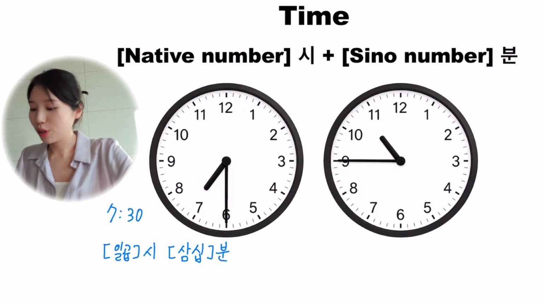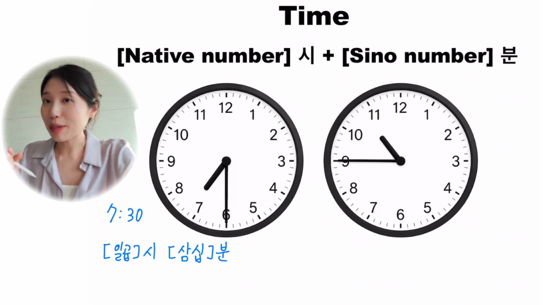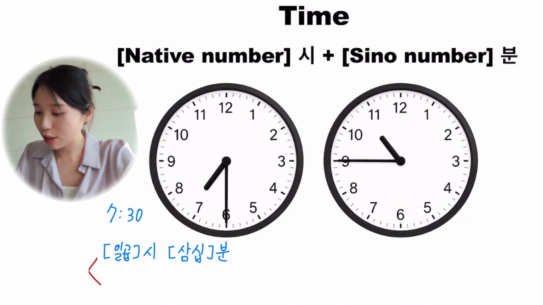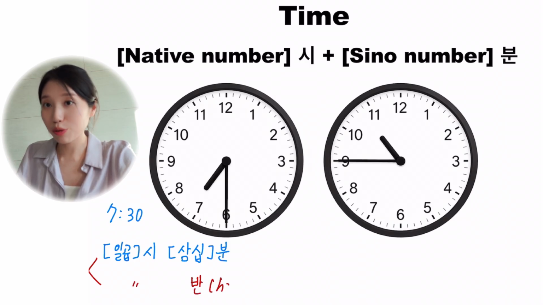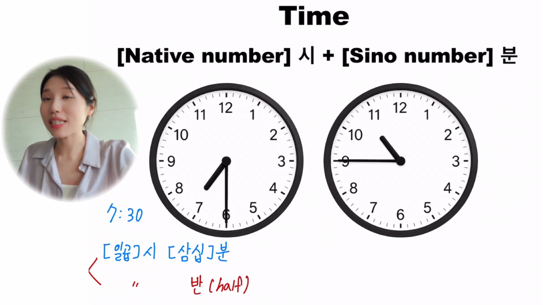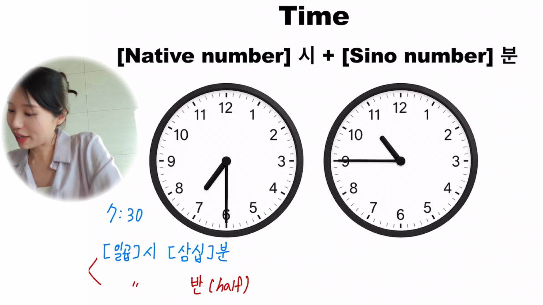7시 30분, or like 7:30. Like "half" in English, we can also say 7시 반. It means half. So you can say 7시 30분 or 7시 반. It means 7:30.